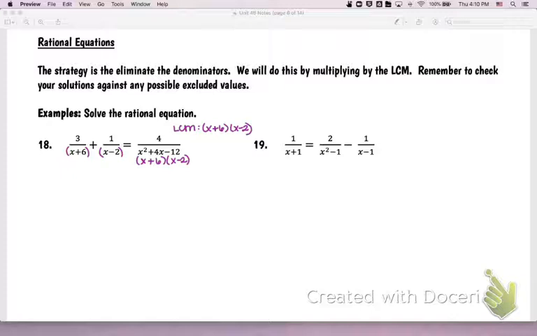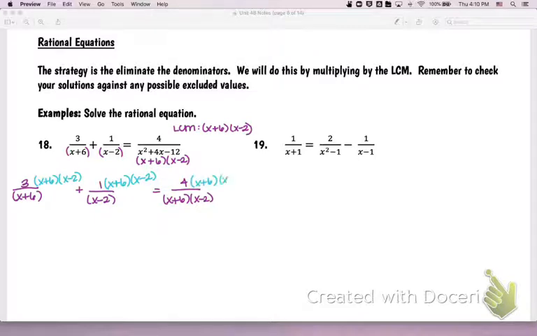So let's rewrite this and give ourselves some room. So we have 3 over x plus 6 plus 1 over x minus 2 equals 4 over x plus 6, x minus 2. We're going to come down here now and we're going to multiply every single one by x plus 6, x minus 2. Only on the top. And that's allowed because it is an equation. Remember, if it was an expression, no equal sign, we'd have to multiply the top and the bottom.